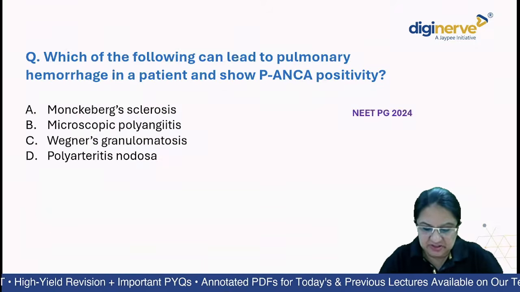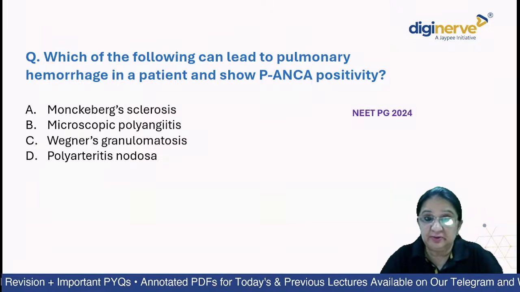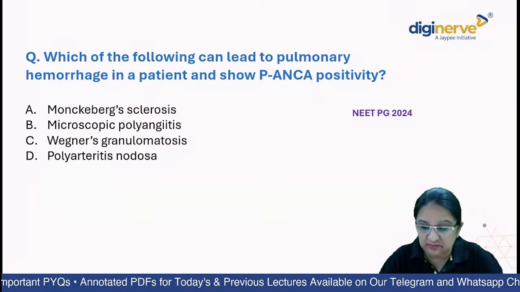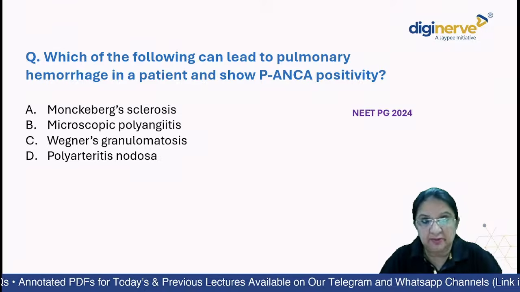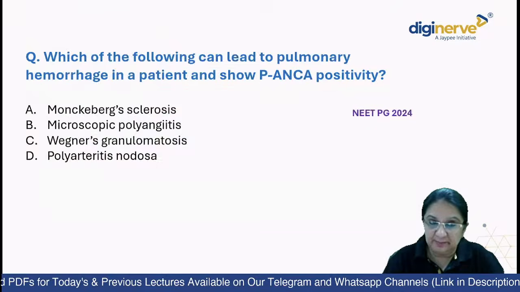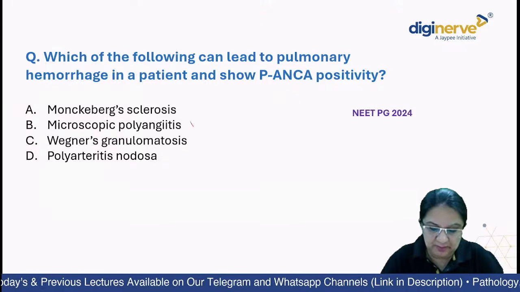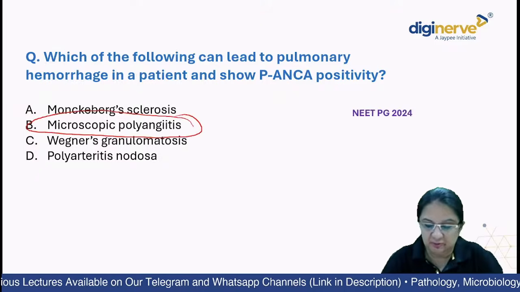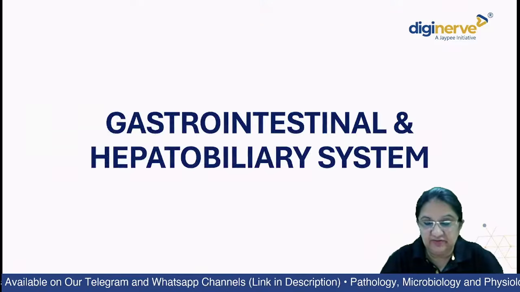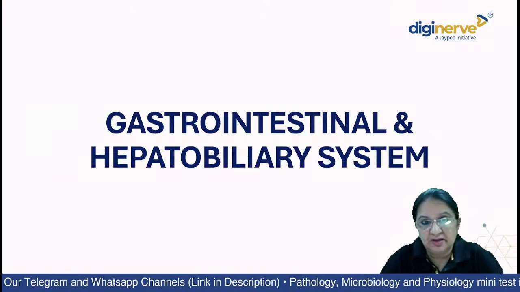Okay, P-ANCA positivity, pulmonary hemorrhage, P-ANCA positivity. Lung is involved and P-ANCA positivity. So it should be MPA. Okay, microscopic polyangiitis. I hope this is clear. I'm going very fast. We have very less time.